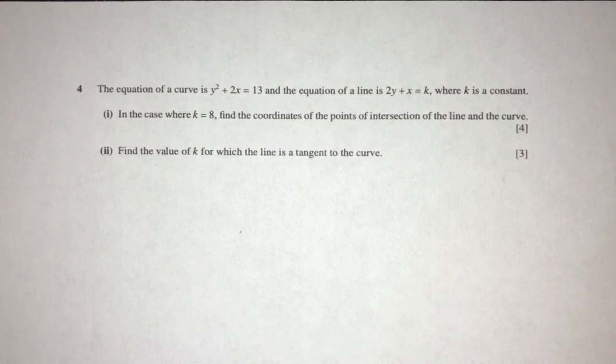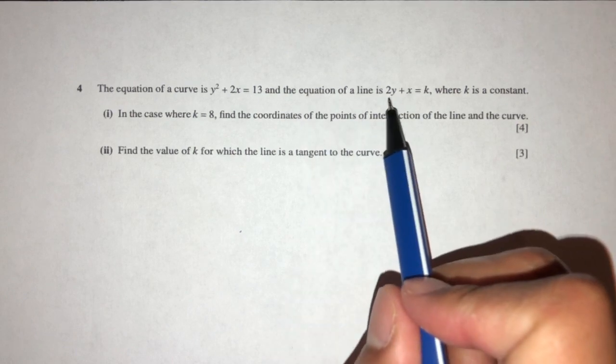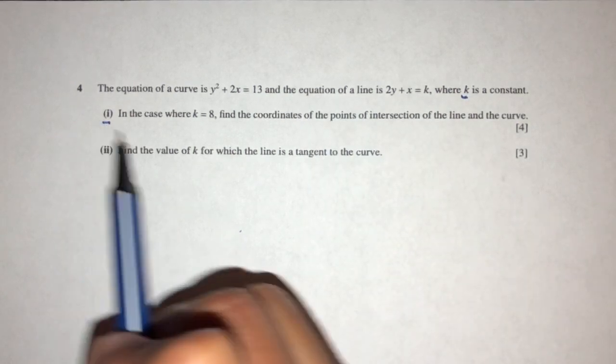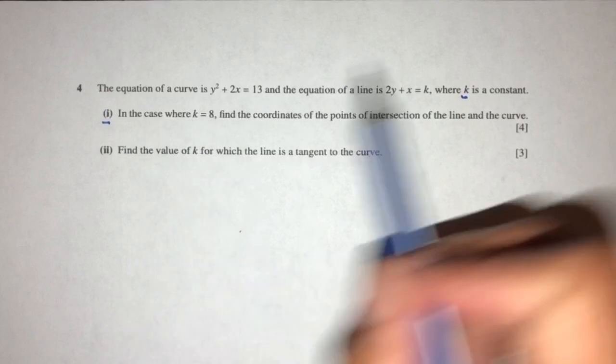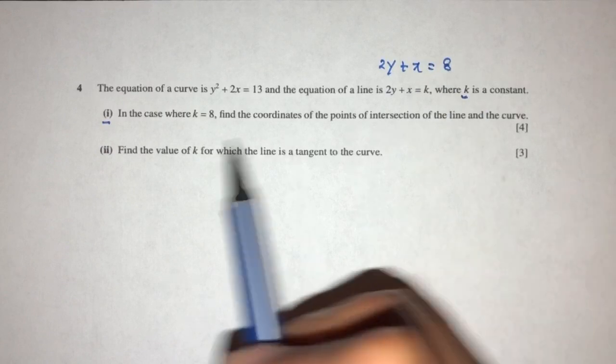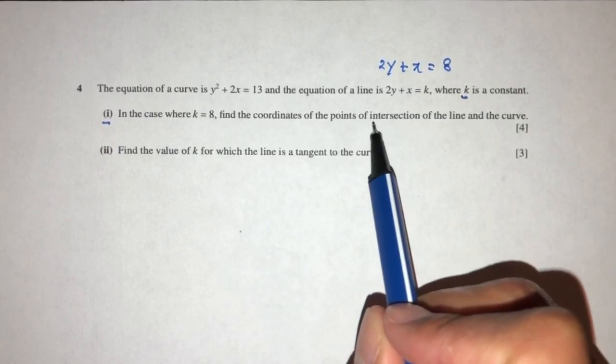The equation of a curve is y squared plus 2x equal to 13, and the equation of a line is 2y plus x equal to k, where k is a constant. Now part 1, in the case where the value of k is 8, which means we have 2y plus x equal to 8, we have to find the points of intersection.